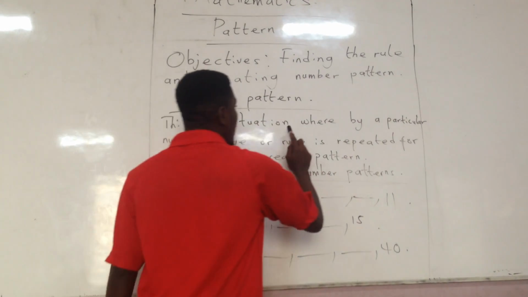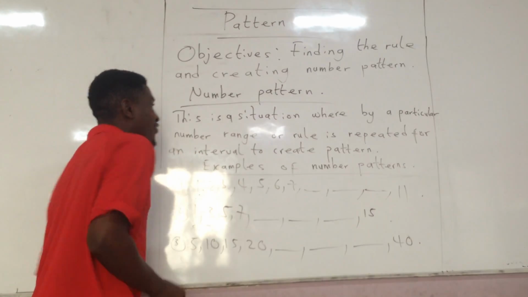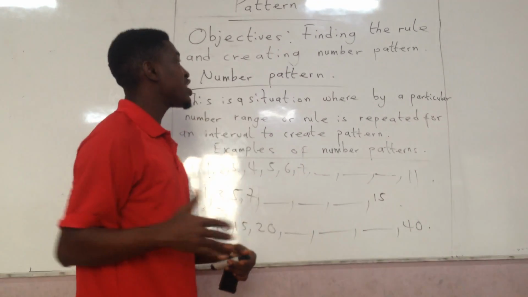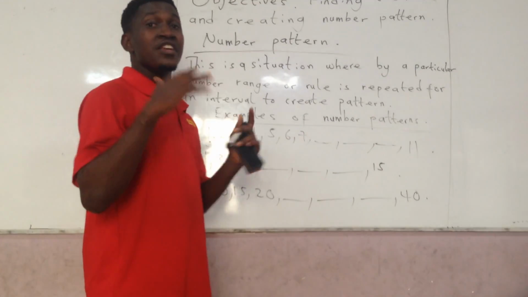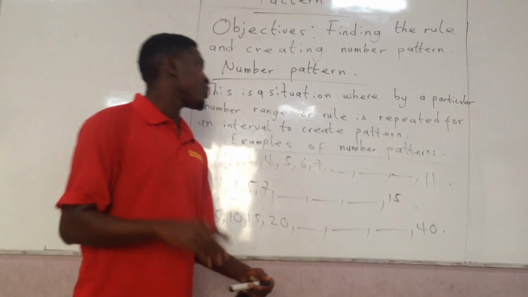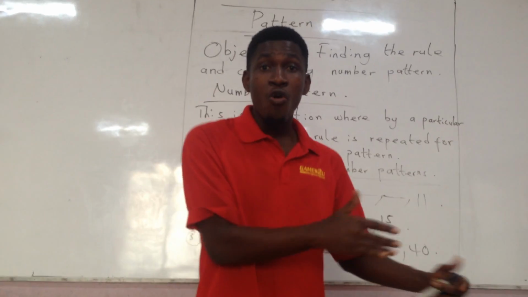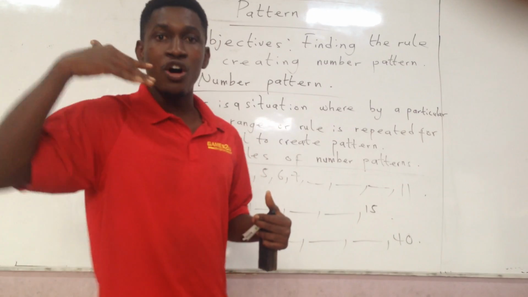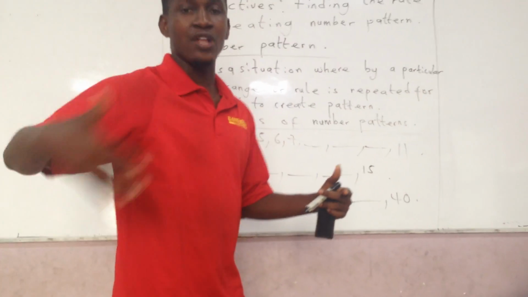Number pattern is a situation whereby a particular number range or rule is repeated for an interval to create pattern. Once again, a situation whereby a number range or rule is repeated for an interval to create pattern.